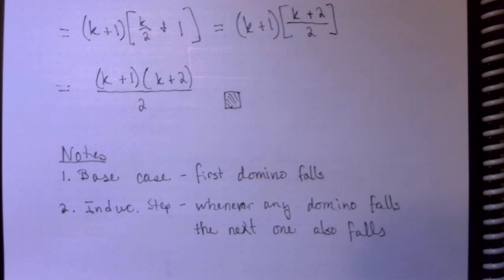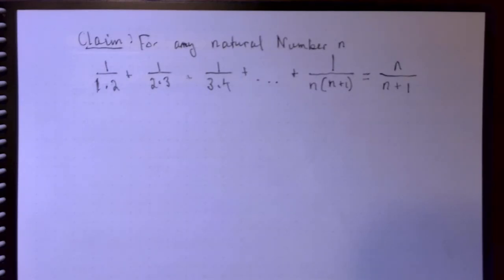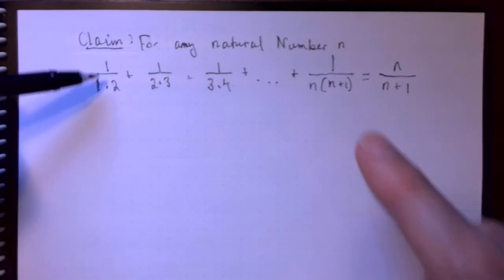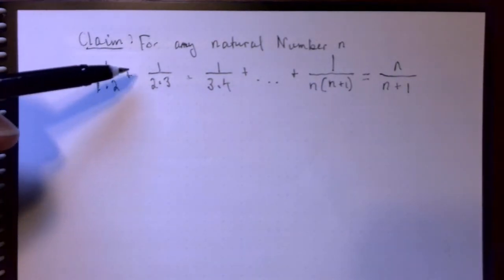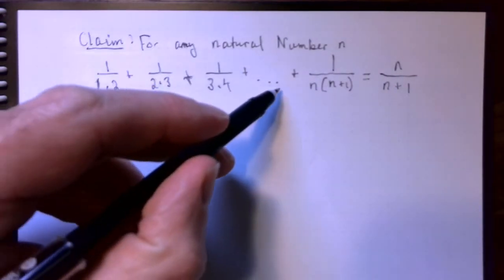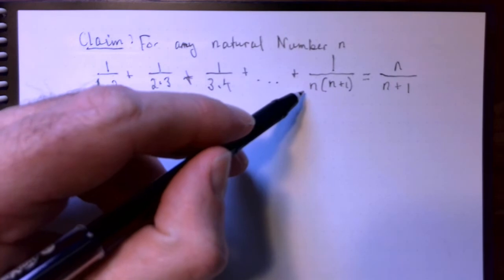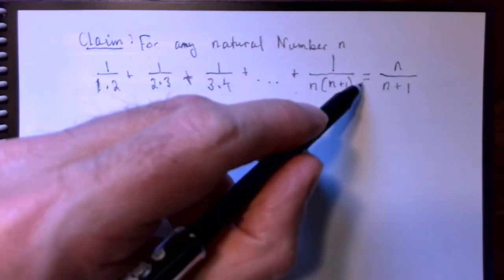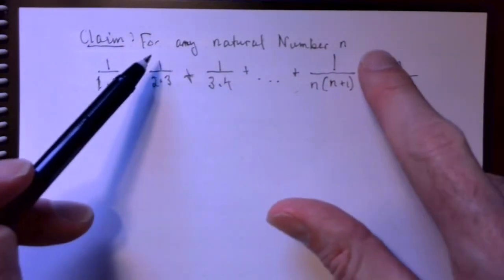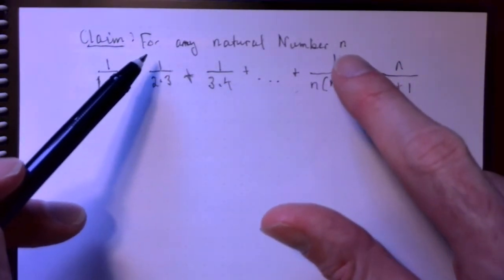Let me look at a slightly different one, a little more complicated, but not that bad. So what we have here is our claim. And the claim is that when I add up this series of fractions of this form, 1 over 1 times 2 plus 1 over 2 times 3 plus 1 over 3 times 4, and then we keep on going in that way to 1 over n times n plus 1, that should be the same as n over n plus 1. Okay, so remember, it's a whole series of claims, really, because we're claiming this holds for any natural number n.